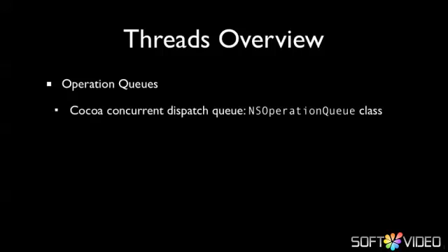Another feature of iOS are operation queues. Operation queues are Objective-C objects that act very much like dispatch queues, and you define the tasks you want to execute, and then add them to an operation queue which handles the scheduling and execution of the tasks. Operation queues use the NSOperationQueue Cocoa class.